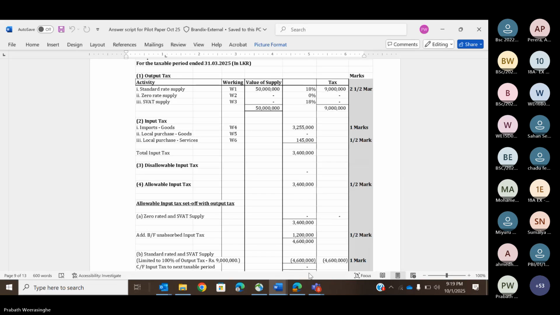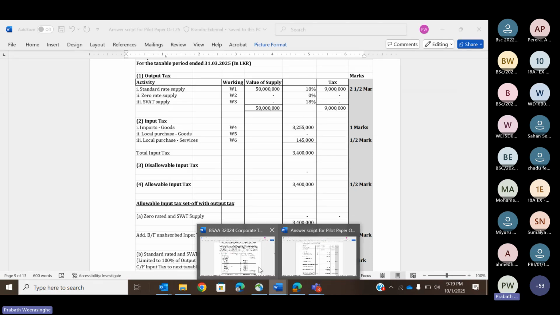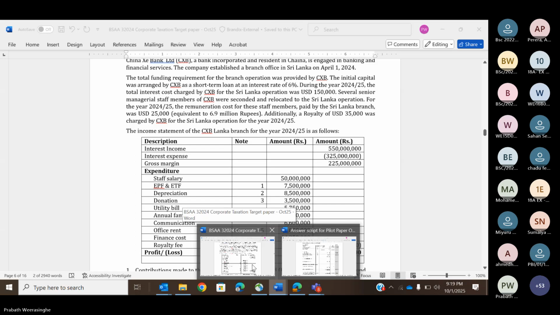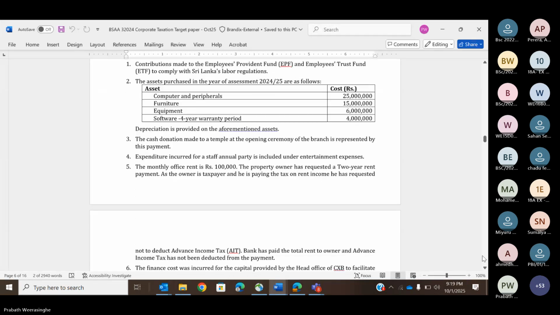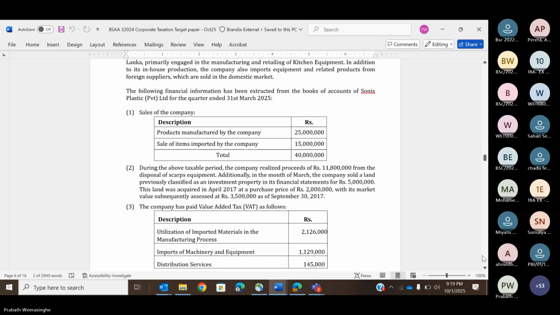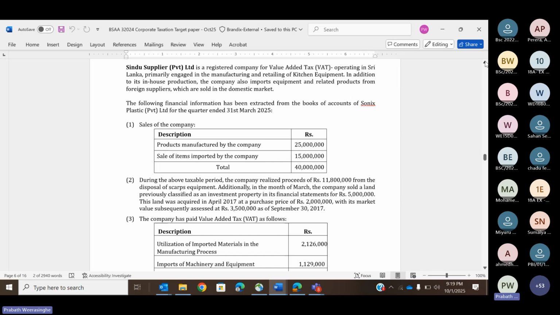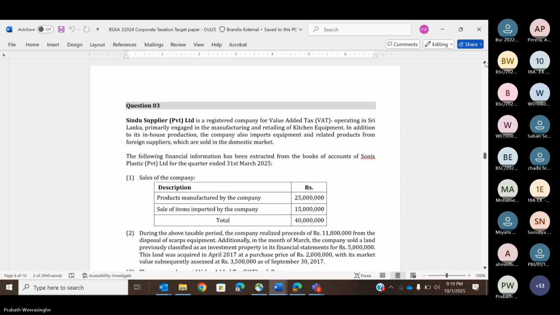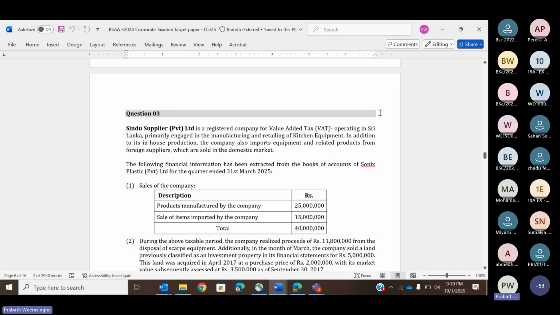Yes, sir. Right. So then the value-added tax question is about Sindhu Supply Private Limited.